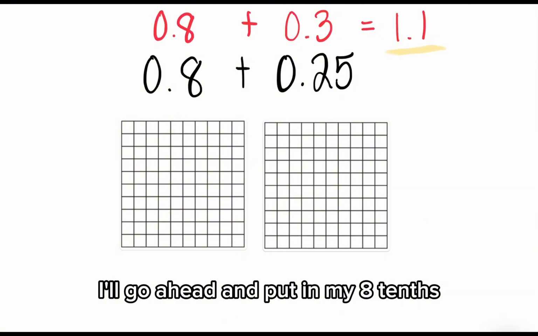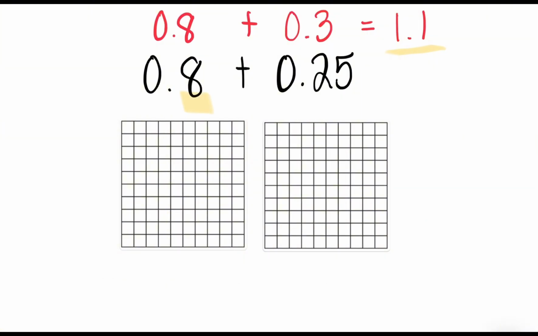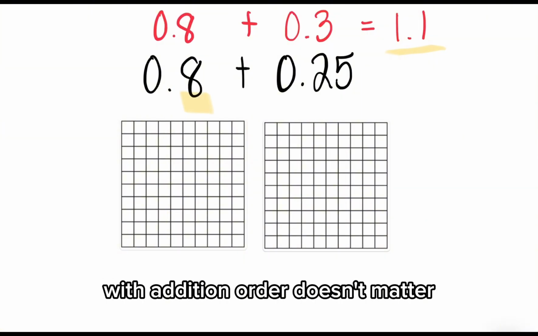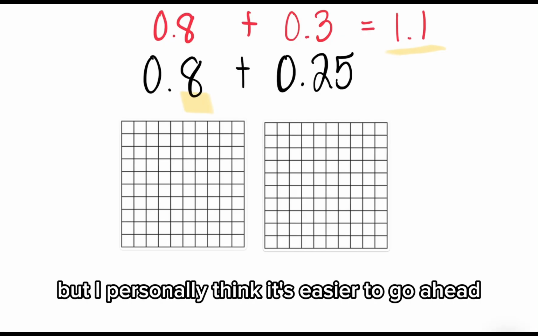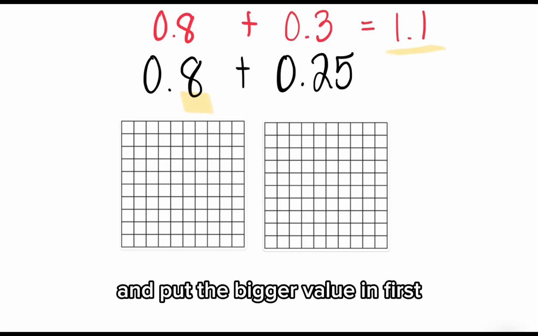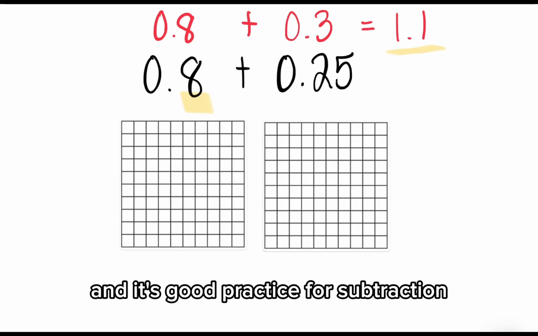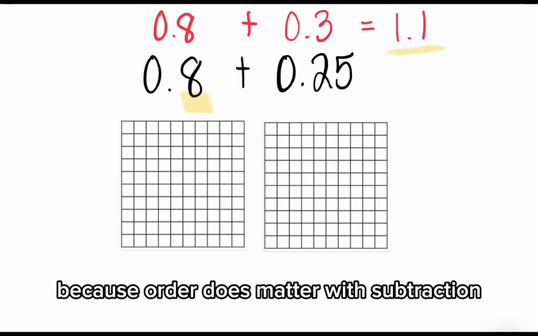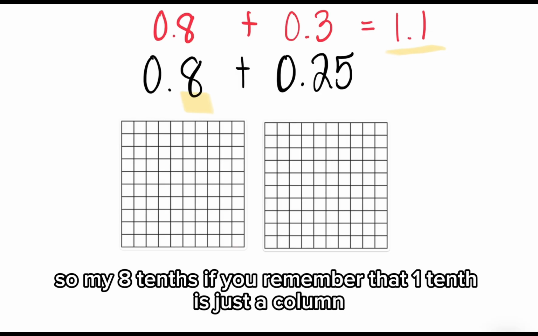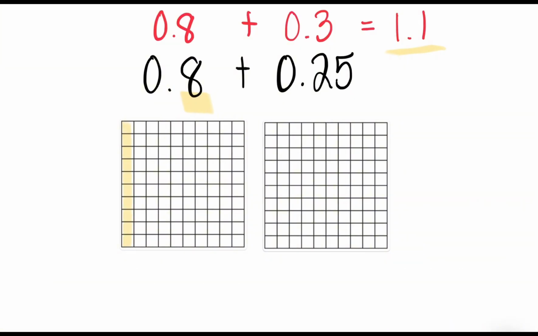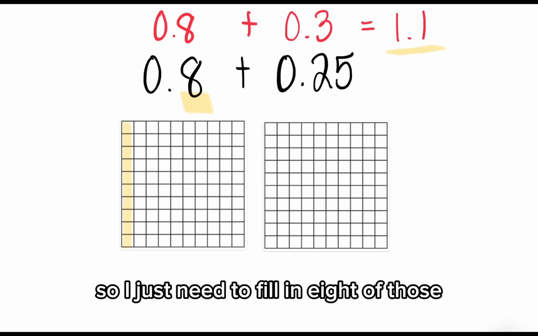First, I'll go ahead and put in my 8/10. Now, if you remember with addition, order doesn't matter, but I personally think it's easier to go ahead and put the bigger value in first and then worry about the smaller value afterwards. And it's good practice for subtraction because order does matter with subtraction. So my 8/10, if you remember that 1/10 is just a column, so I just need to fill in 8 of those.